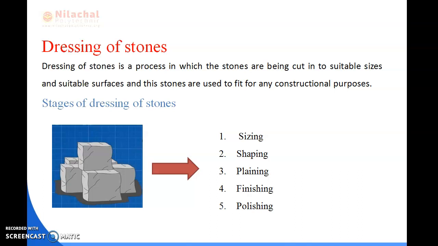Next is finishing. Finishing is done by rubbing the surfaces with an abrasive material known as silicon carbide. Next is polishing. After all these 4 steps have been completed, polishing is done. Mainly the stone is polished by hand or by machine to look more attractive. Okay.